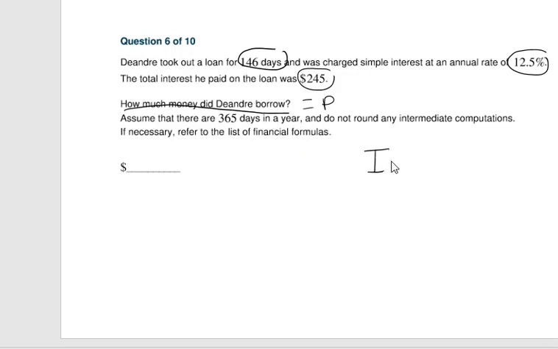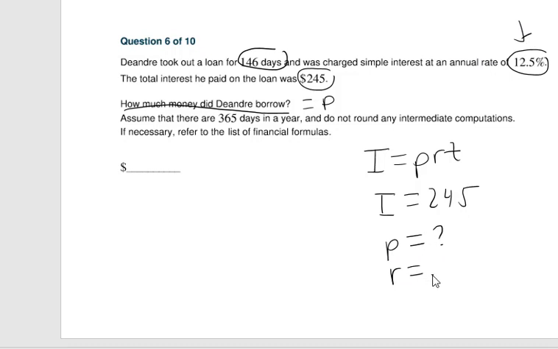Remember, on each of these, you're using your simple interest formula. You're going to figure out the things that you know. So we know the total interest he paid on the loan was $245. We don't know the P. We know the R is 12.5%, which in order to use our formula, we've got to divide by 100 to get rid of the percent sign. And for our T, we know that the loan was for 146 days, and we need to assume that there are 365 days in a year. So for time in years, you have to do the 146 out of 365.